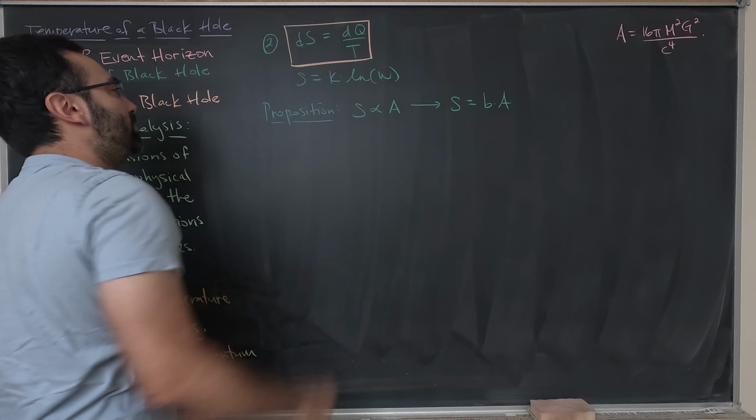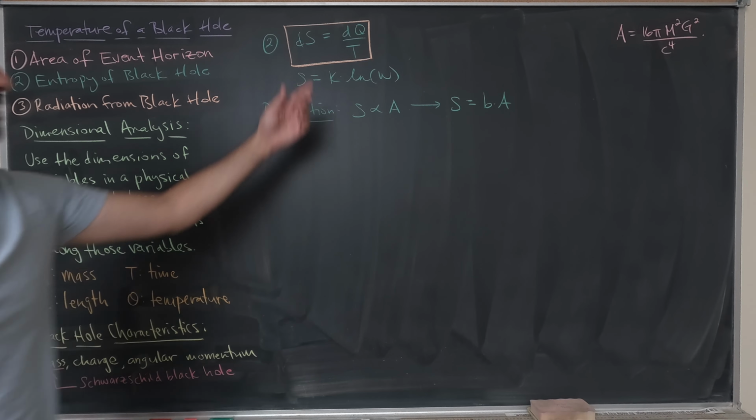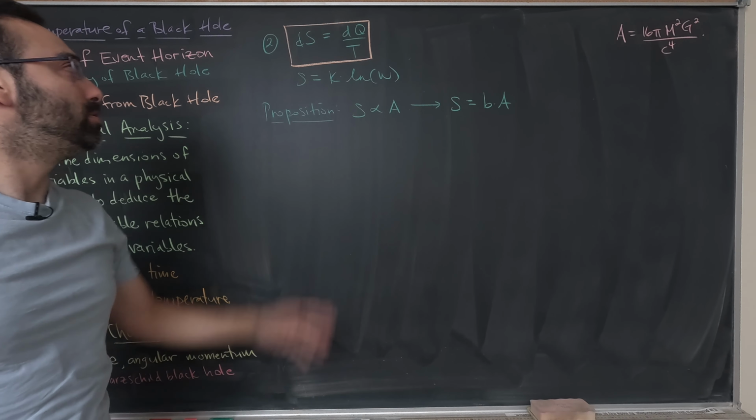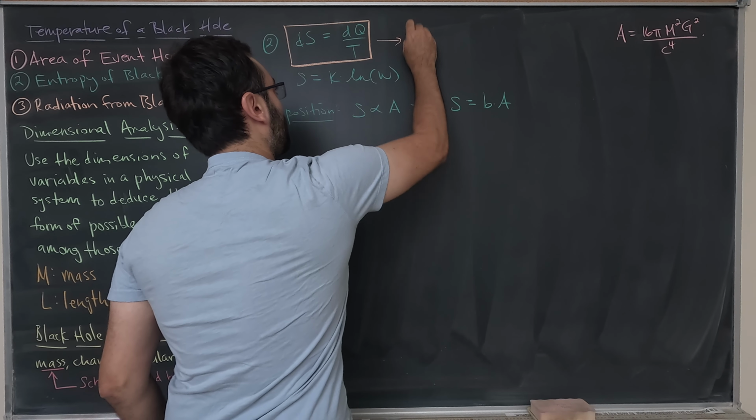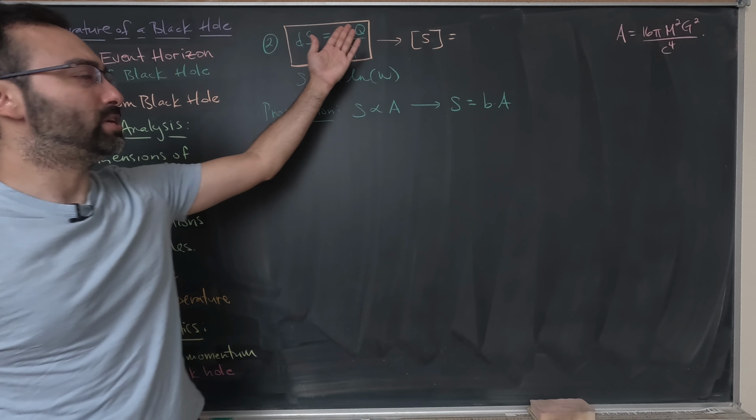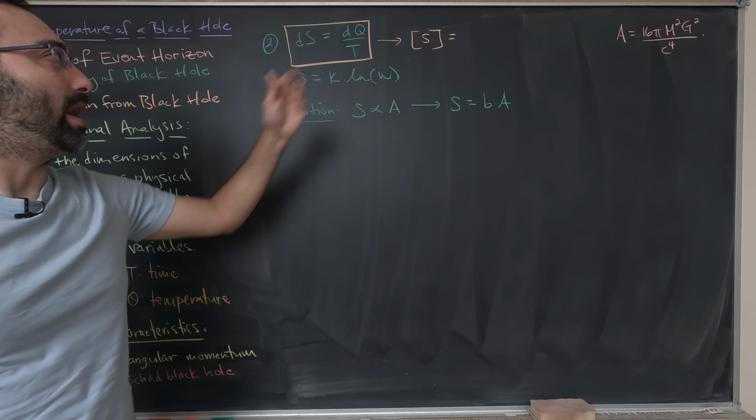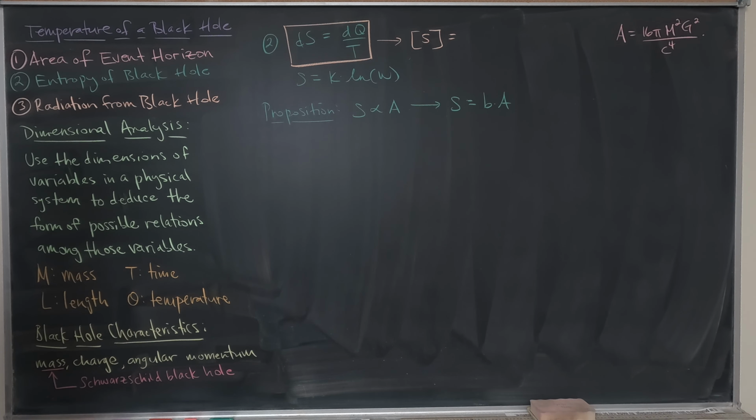this equation right here, entropy equals heat divided by temperature, we can determine the dimensions of entropy. The dimensions of S is going to be nothing more than, well, we measure heat in joules, and temperature has dimensions of theta. That's a fundamental dimension.